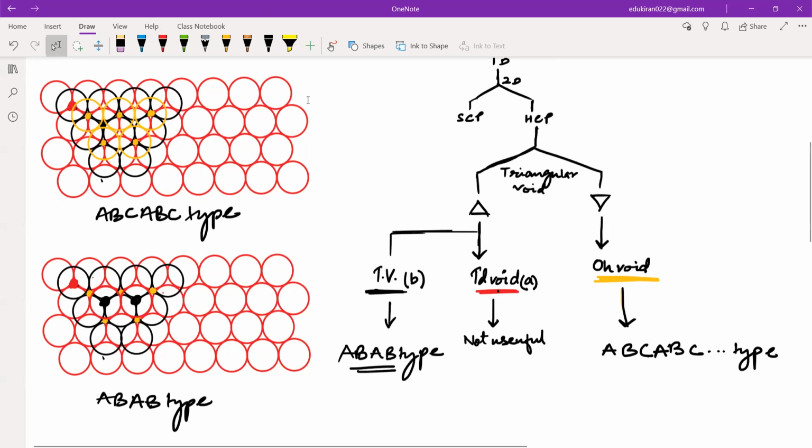Raise your hand if you're done, okay? Also, you can write a note at last for both the packing, okay? For both packing.